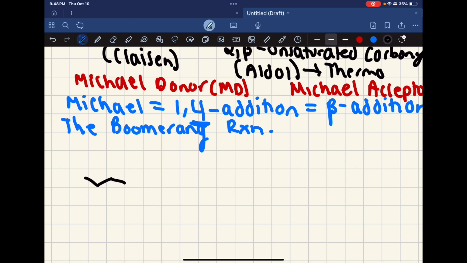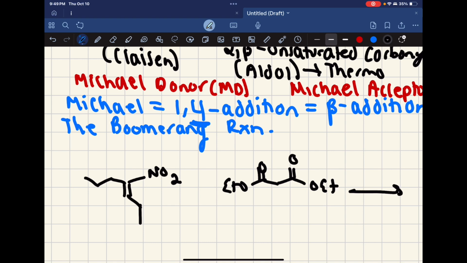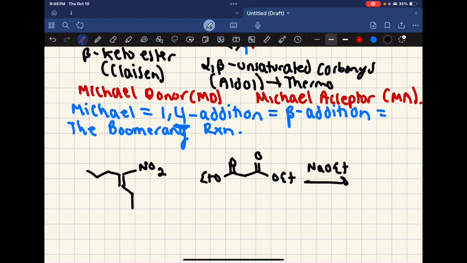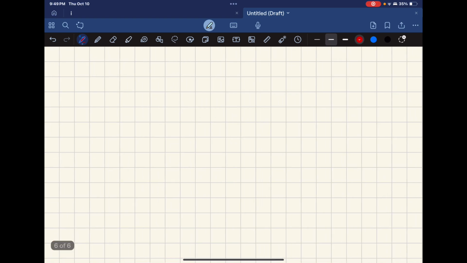We know that alpha-beta unsaturated carbonyls form from thermodynamic aldol, but we also know that we can form these alpha-beta unsaturated nitro groups. Okay, and we could have, you know, maybe this dicarbonyl species, and if I were to subject this to sodium ethoxide, we could imagine that probably this is going to be my Michael donor, this will probably be my Michael acceptor, and if I were to think about reactivity, I would think that this is my nucleophile that's going to add into this beta position, okay? Now I think that's enough to actually do some mechanistic arrow pushing, so let me give you a reaction example.